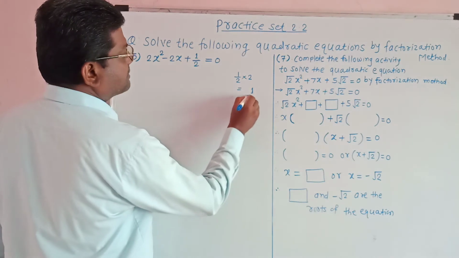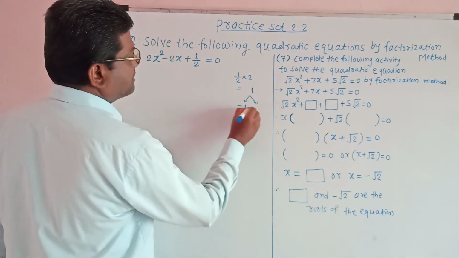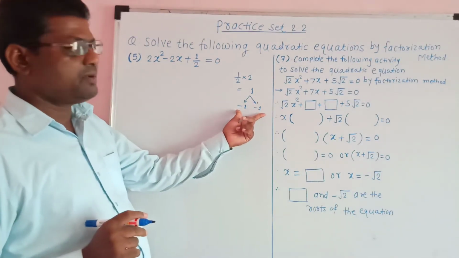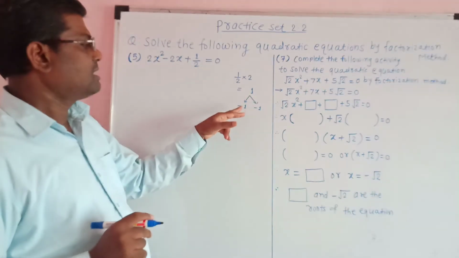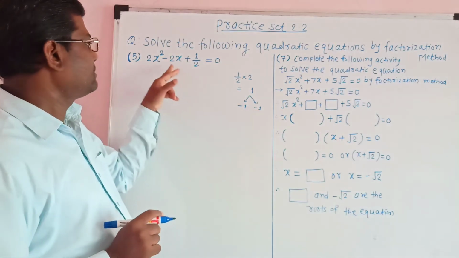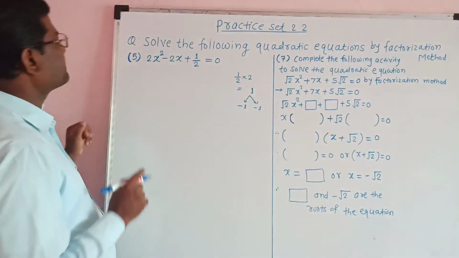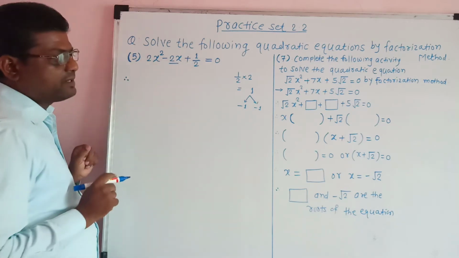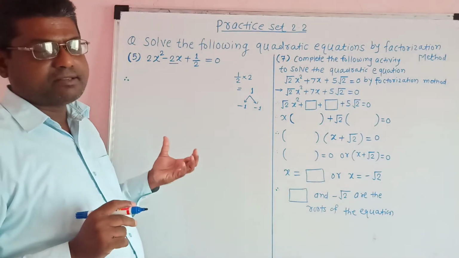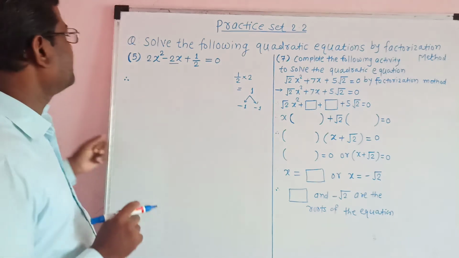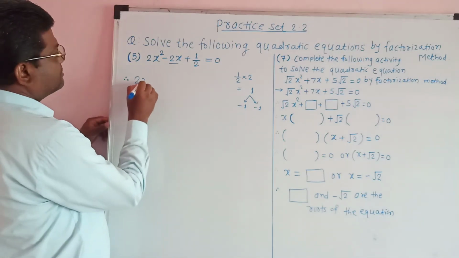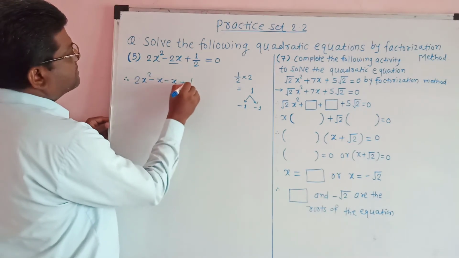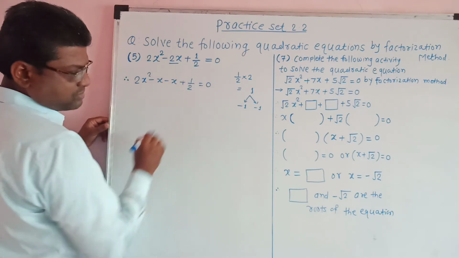So those numbers are minus 1 and minus 1. So the multiplication of minus 1 and minus 1 will be plus 1 and the sum will be minus 2x. Therefore, here we split up the term minus 2x as minus 1x minus 1x. Therefore, we write 2x square minus x minus x plus 1 upon 2 is equal to 0.